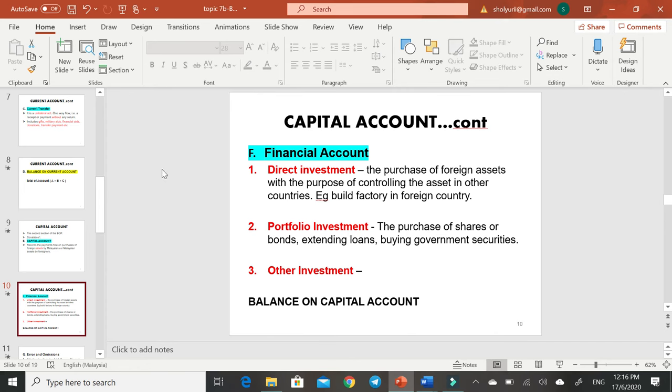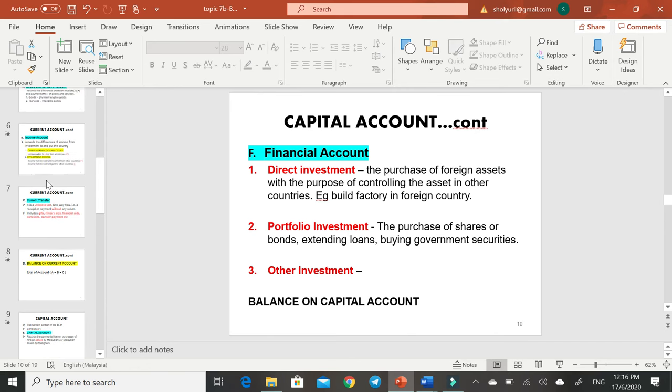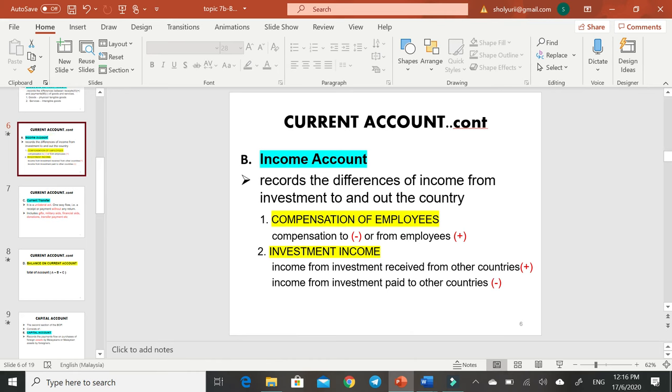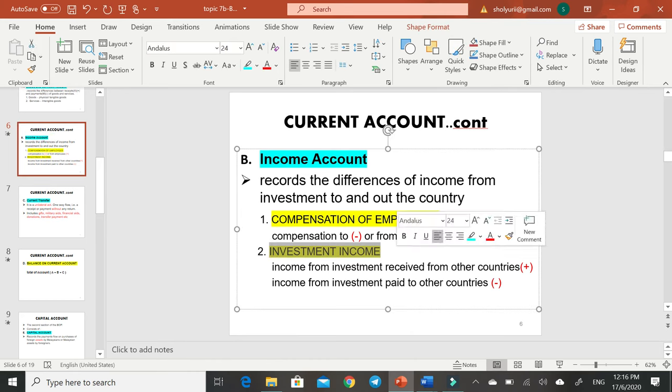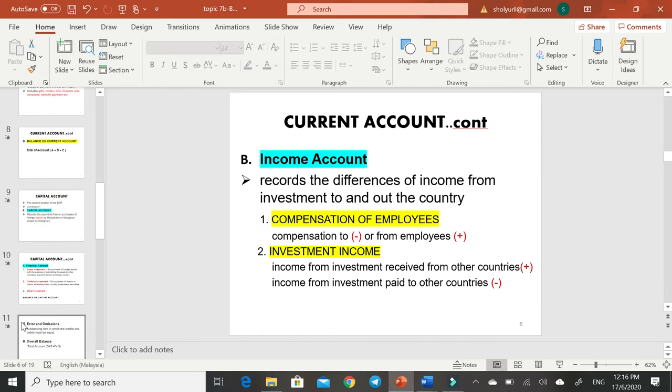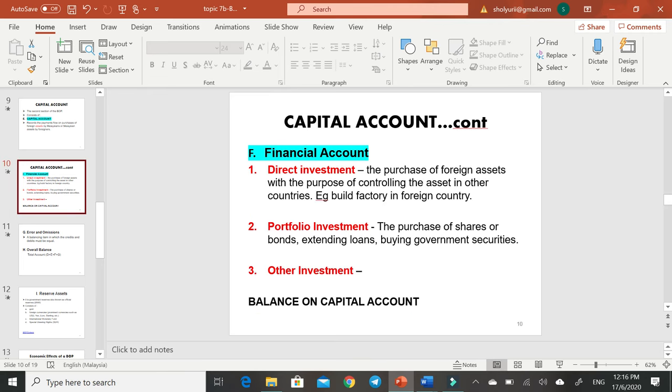Okay, awak pernah dengar istilah investment kan? Nampak kat yang atas ni, income account, dia ada investment income. So jangan tertukar. Investment income ni milik current account bawah income. While untuk investment yang lagi 3, direct investment, portfolio investment dan other investment, itu adalah milik financial account bawah capital account. Okay, jangan tertukar types of investment. Even though dia sama bunyi investment, tapi dia berbeza.